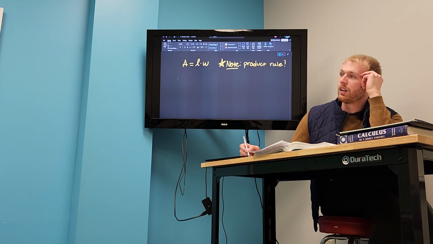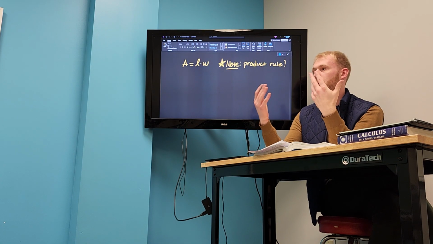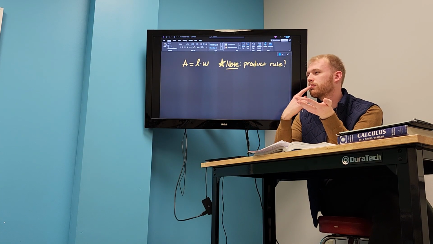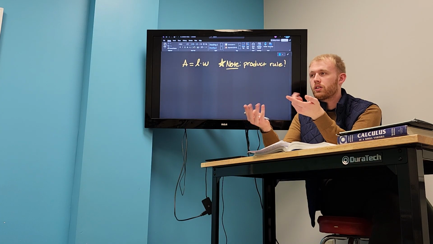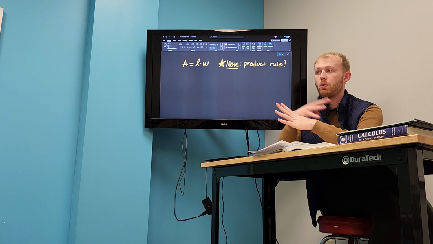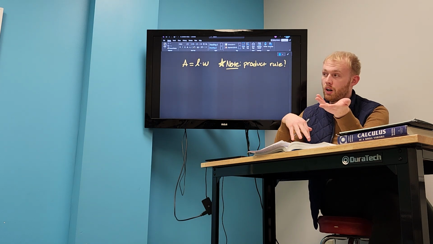Why do we write 1 as the derivative of x? Because it's the rate of change. There's a rate of change on y equals x, which is just 1. The slope is 1 everywhere. So that's why we write 1.